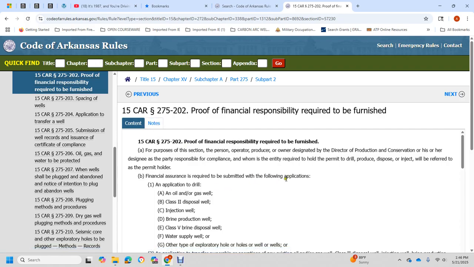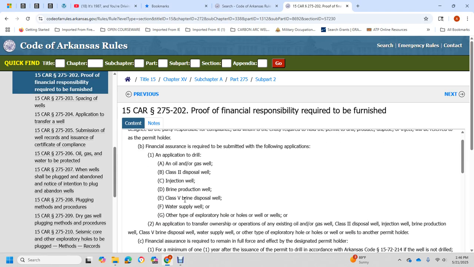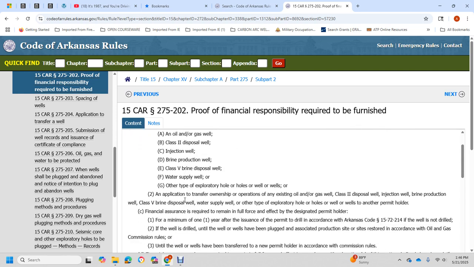Financial assurance is required to be submitted with the following applications: to drill an oil and gas well, or gas or oil Class 2 disposal or injection well, brine production well, Class 5 brine disposal well, water supply, or other type of exploratory hole or well. Also with an application for the transfer of ownership or operation of an existing oil and gas well, Class 2 disposal well, injection well, brine production well, Class 5 brine disposal well, water supply, or other type of exploratory hole or well to another permit holder.